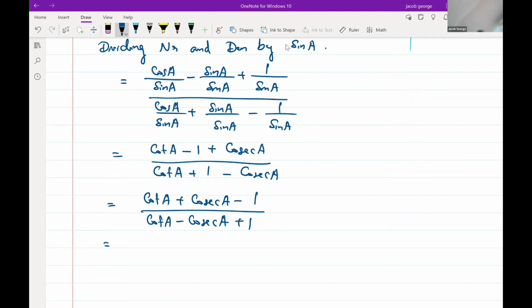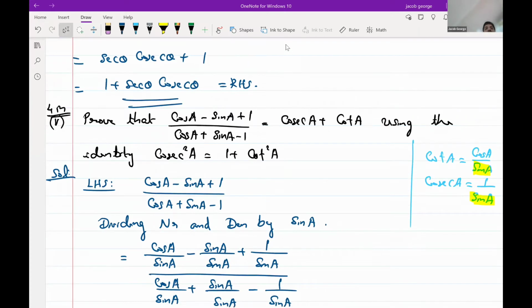Yes. Now, look at the answer. What is the required answer? The right hand side, using the identity, is written. What is the right hand side? Cosec A plus cot A. That is very, very important. Look at the nature of the right hand side. This cosec A plus cot A is in the numerator. Its denominator is 1. That means we have to get an expression in the numerator.